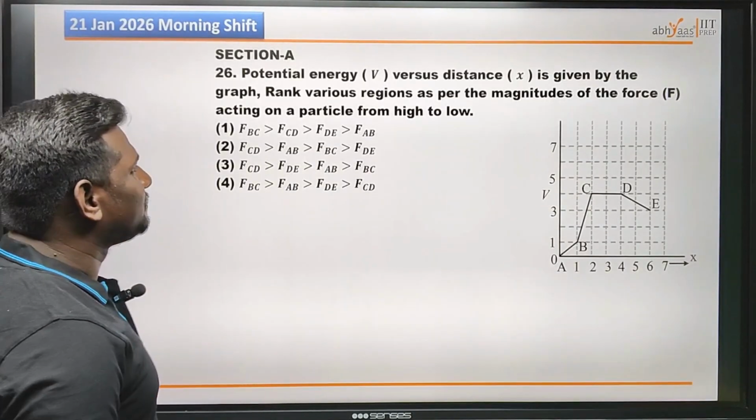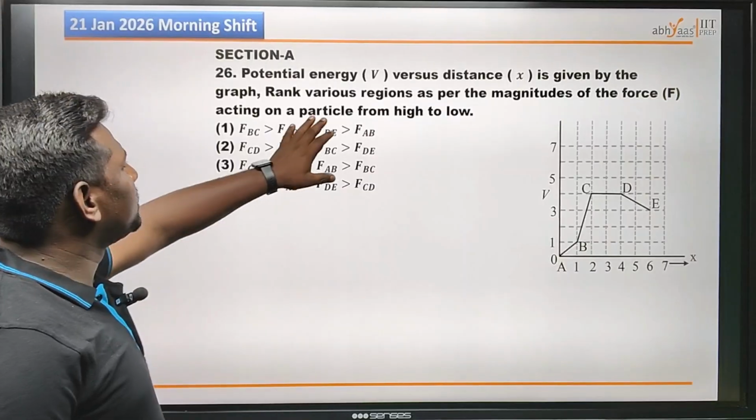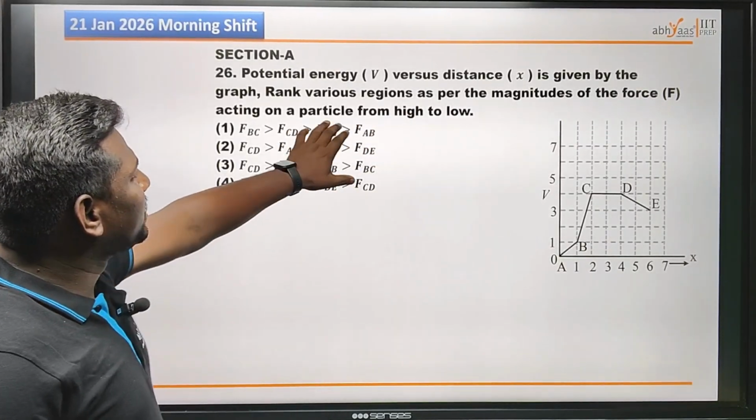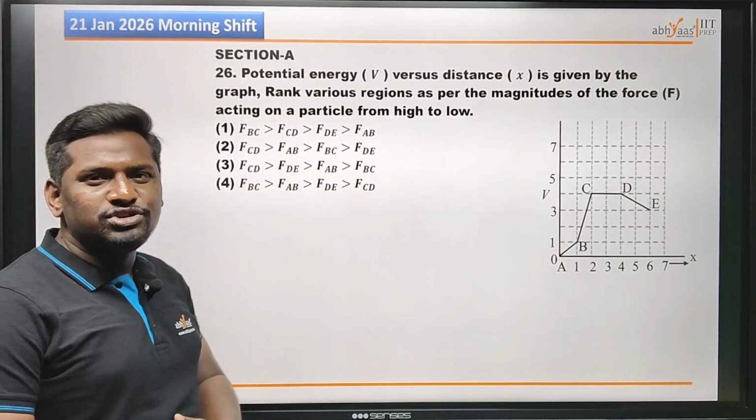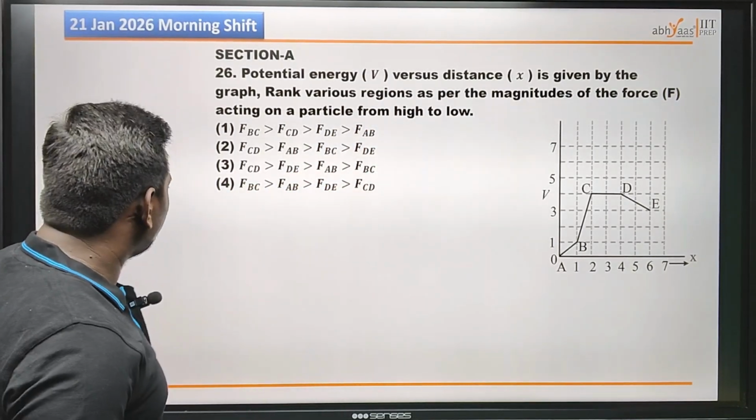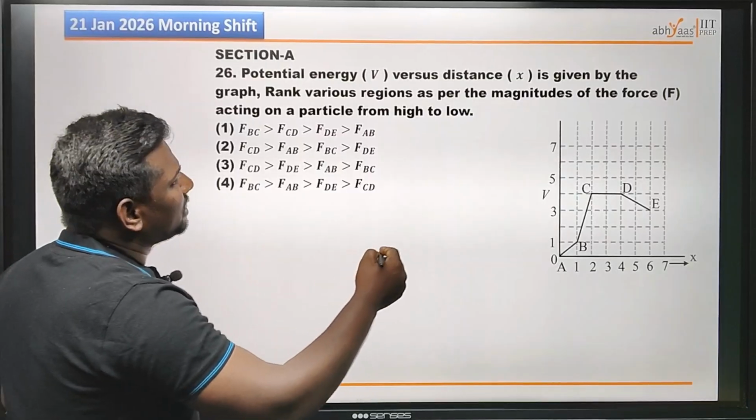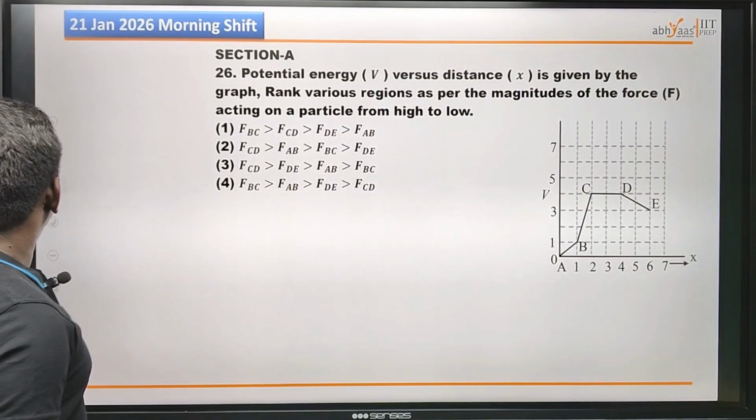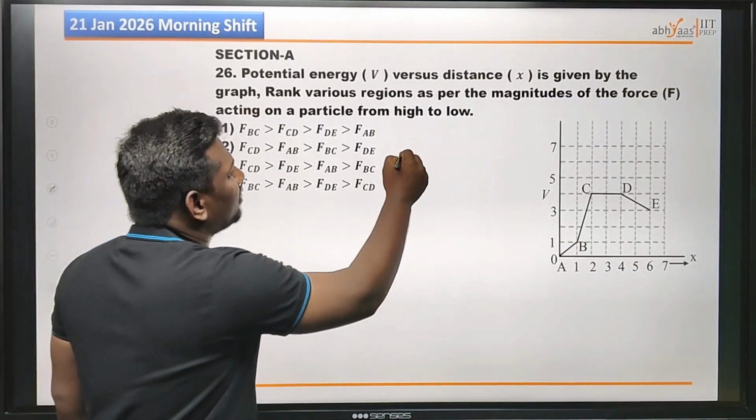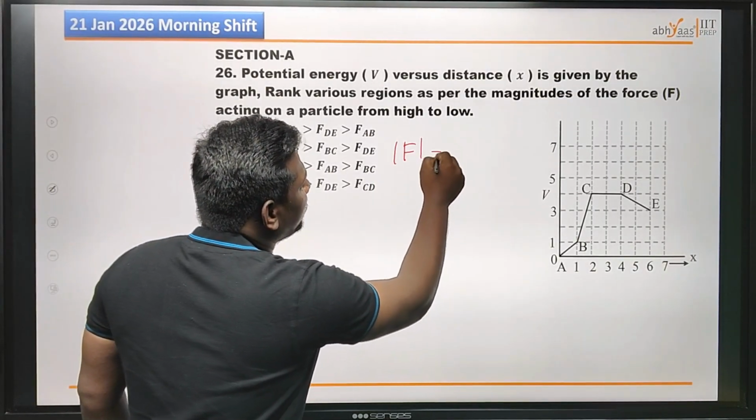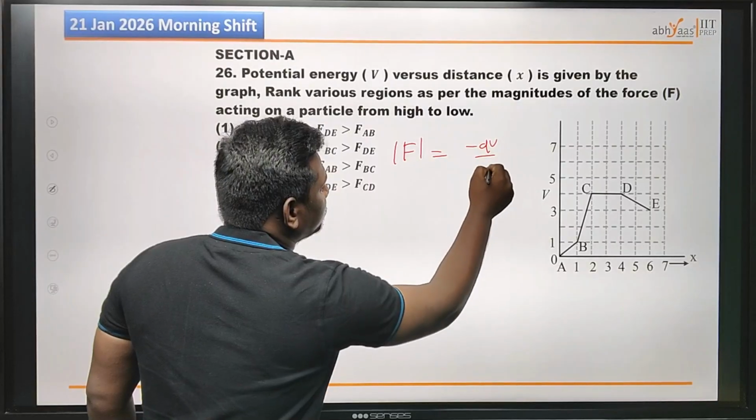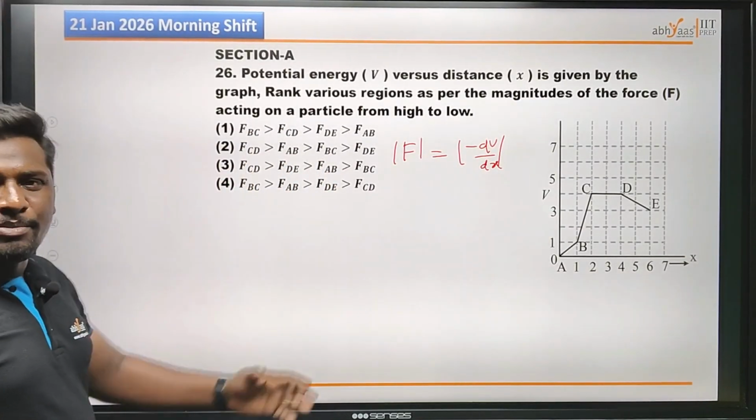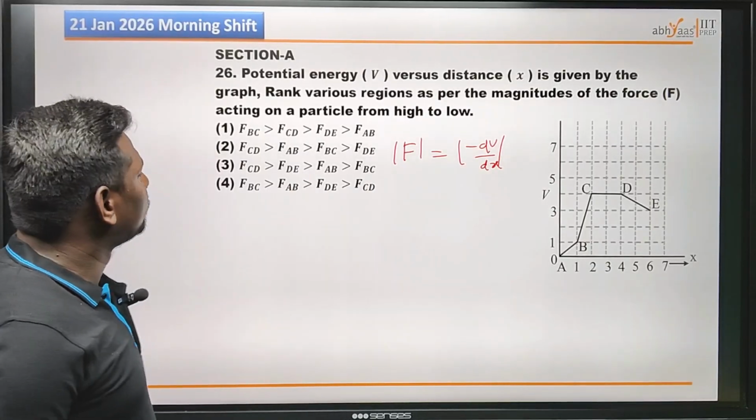So if you see the first question, they have given the potential energy versus distance graph. If you observe, they are asking the magnitudes of the forces. We know the formula: force is the negative gradient of the potential energy. By using this formula, we are going to solve this problem.